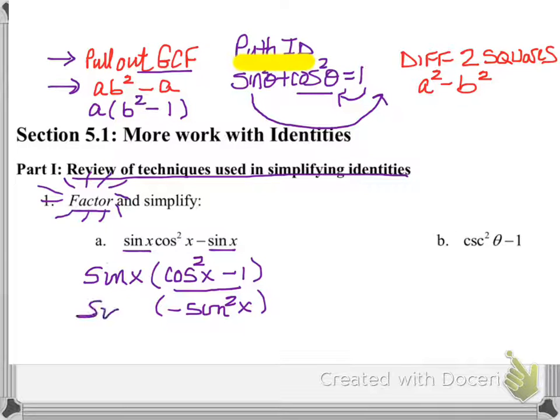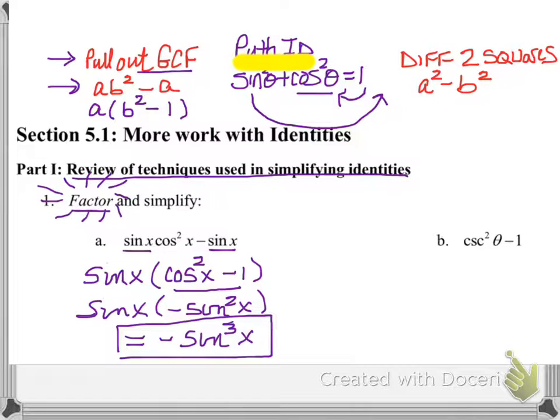So I'm going to have sine x times negative sine squared x. And that's going to give me, if you think about it, an a times an a squared, that's an a cubed. So this is going to be negative, sorry, I lost my negative. So this is going to be negative sine cubed x, and this will be my final answer. So I have factored it and I have simplified, if possible, using one of my identities.